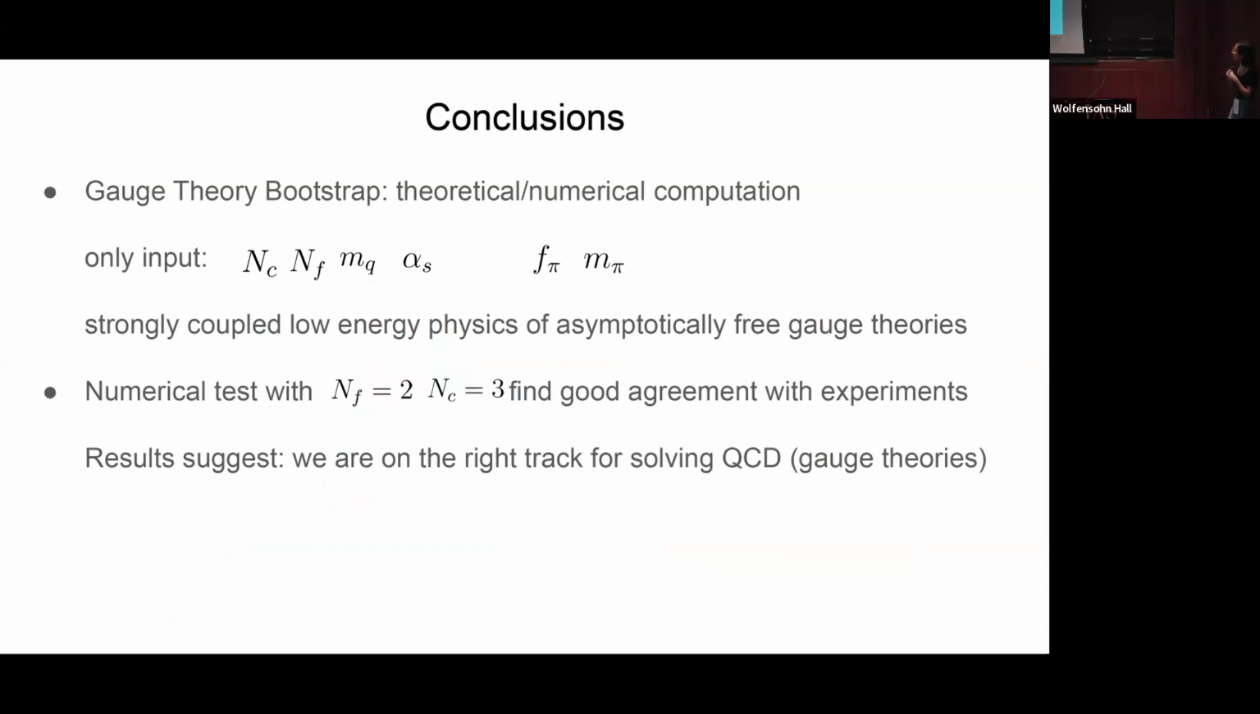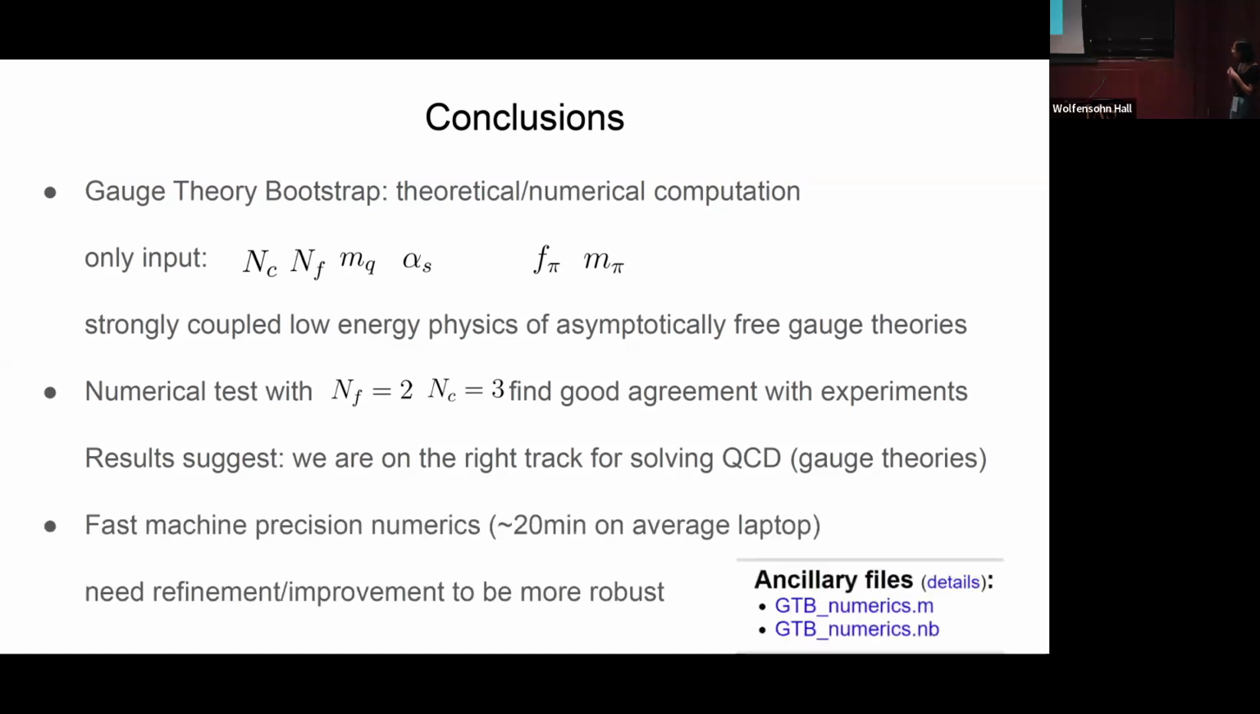The results suggest that we might be on the right track for solving QCD or gauge theories in general. And let me stress that the computation is really fast with machine precision. It takes about 20 minutes on an average laptop to produce these plots I showed. And we have made the computational program completely available. It would be really nice to have further refinement and improvement to make it more robust.